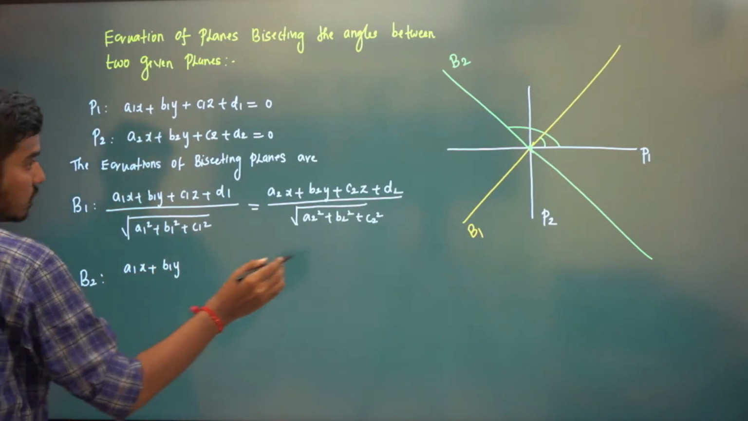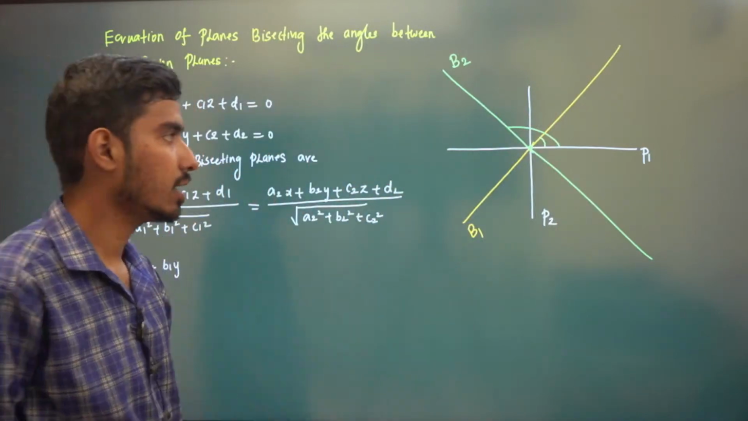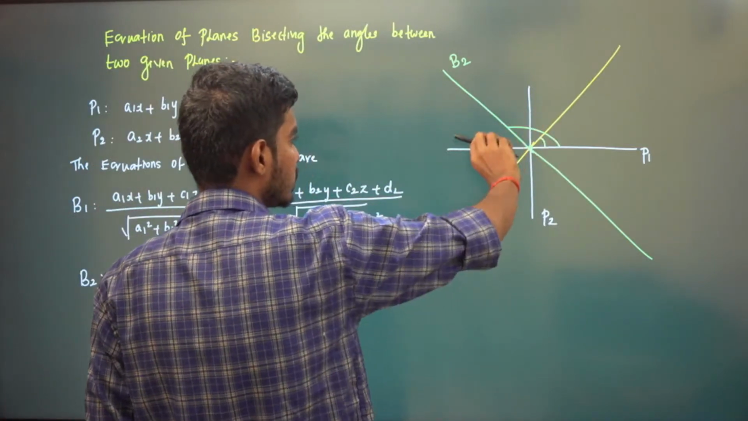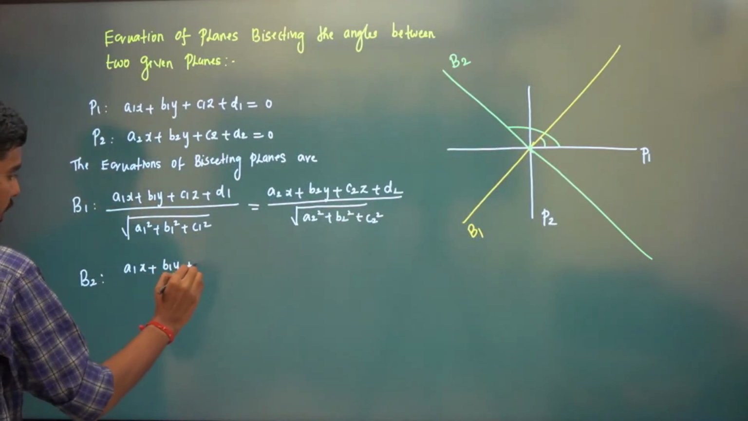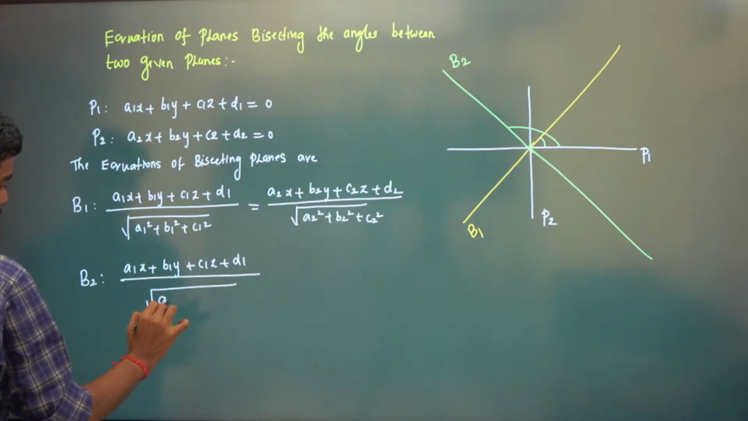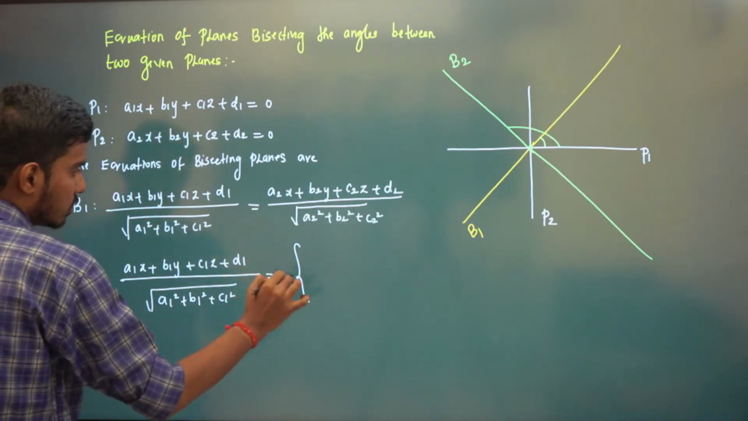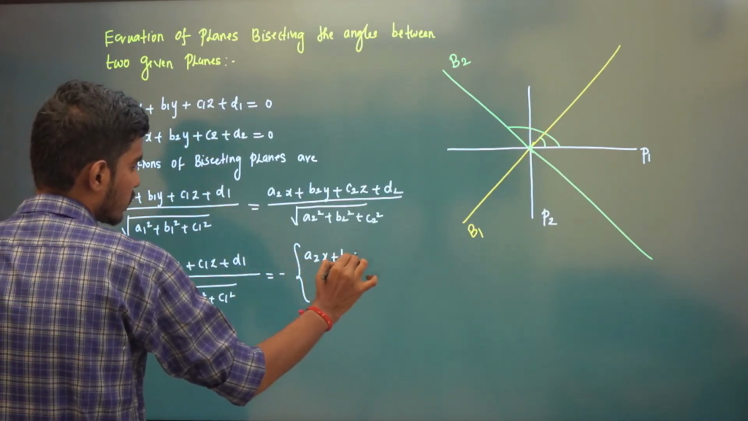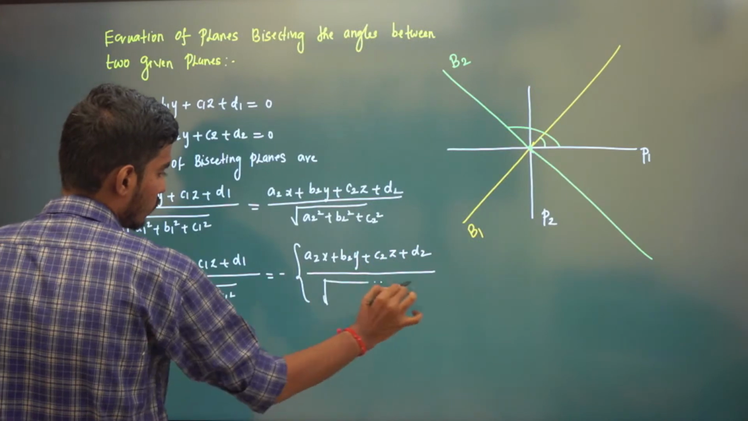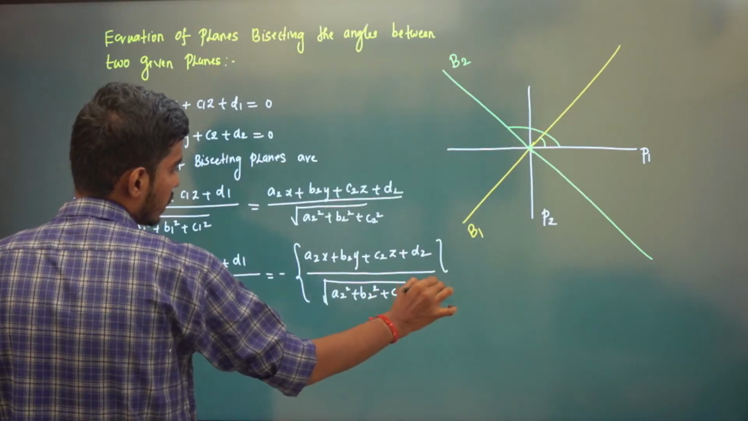See, if this is y is equal to x, this is y is equal to minus x. That is the equation of this line. That means if this is this, the other will be minus of that. So B2 will be (a1x plus b1y plus c1z plus d1) divided by the root of (a1 square plus b1 square plus c1 square) equals minus of this term, (a2x plus b2y plus c2z plus d2) divided by the root of (a2 square plus b2 square plus c2 square).